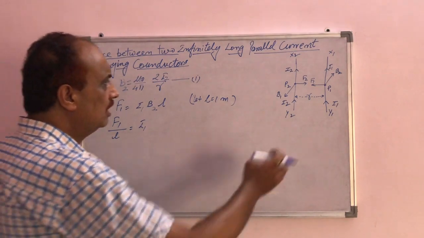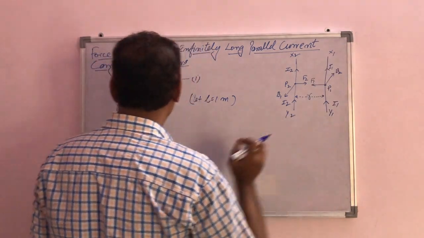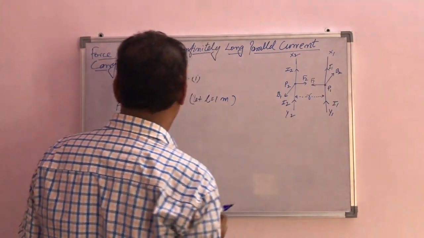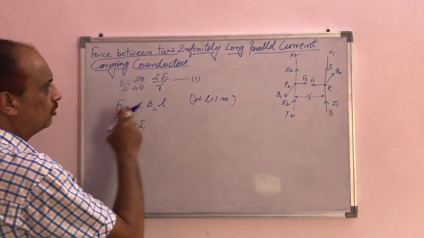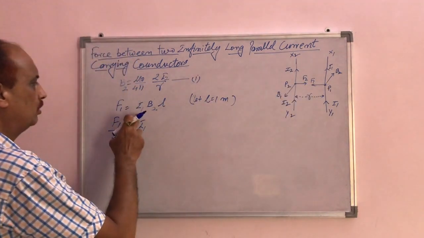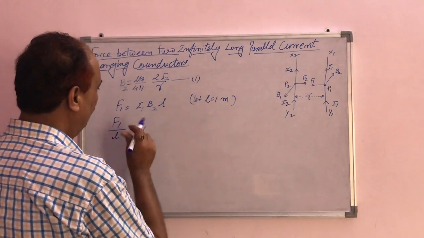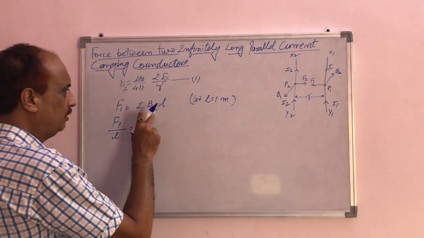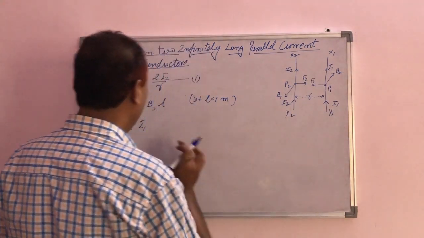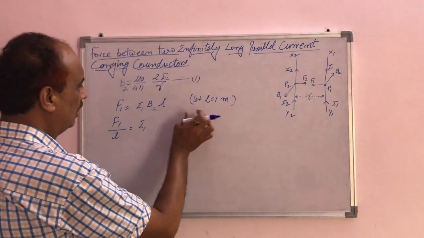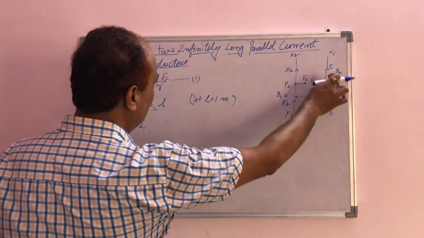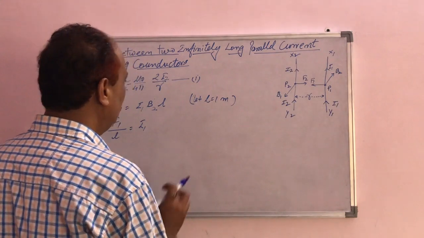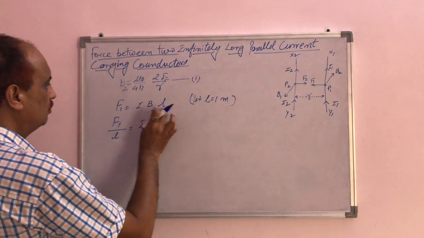In this magnetic field, the current conductor x1, y1 is placed. Now how much force is experienced by this conductor x1, y1? It is force F1. That force F1 will be equal to I1 B2 L. We use B2 here because conductor x1, y1 is placed in magnetic field B2. So F1 = I1 B2 L sin theta, and sin theta is sin 90, since the angle between the magnetic field and the current is 90 degrees. So that is equal to I1 B2 L.